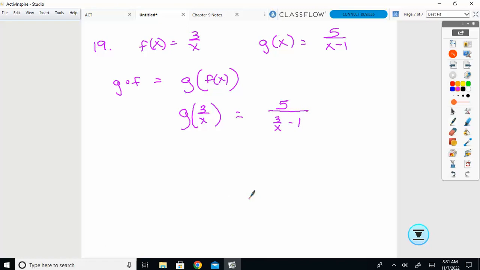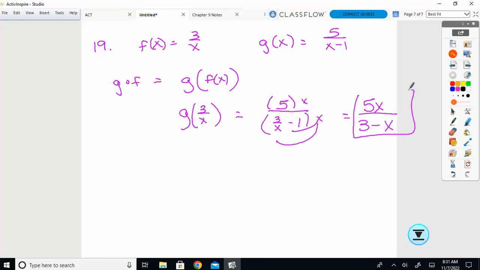What's wrong with that? A fraction in a fraction. Right. We do not like to leave a fraction in a fraction. So we could multiply top and bottom by x. So that gives me 5x over. On the bottom, I'm distributing. 3 divided by x times x is 3. Minus 1 times x is x. So that is my composition.